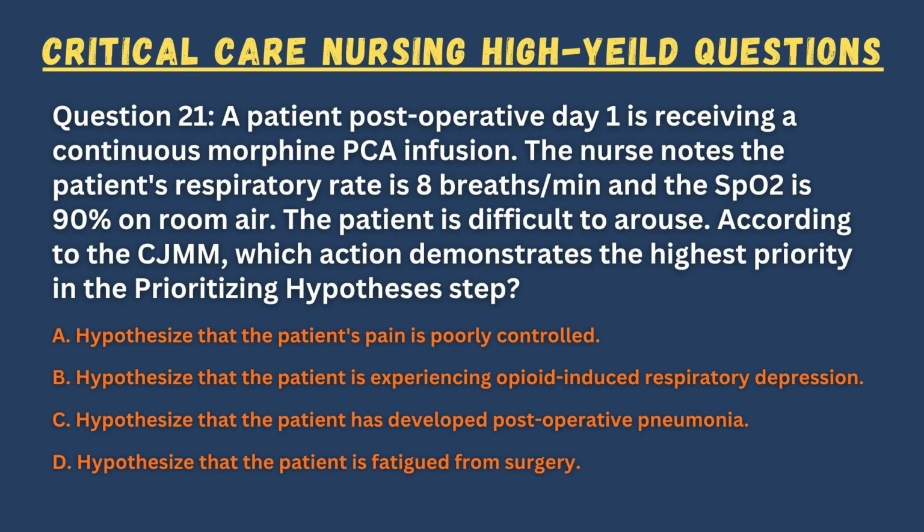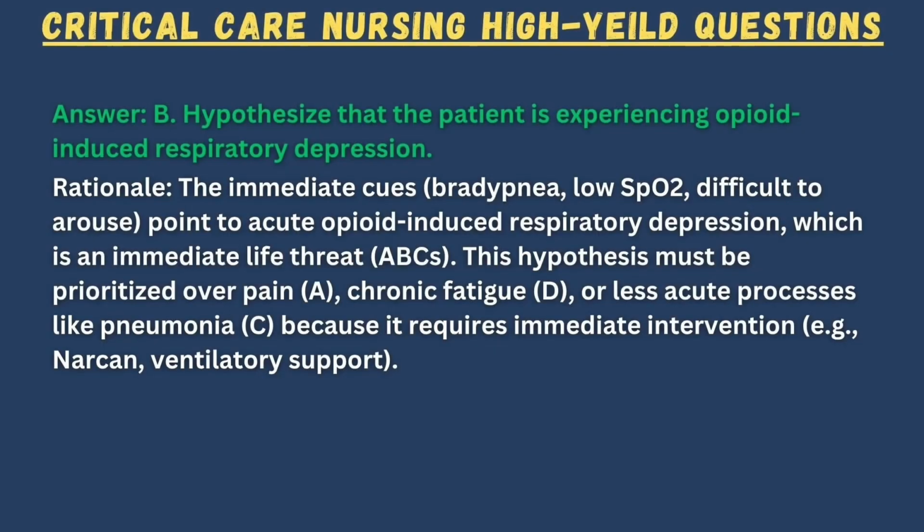The nurse notes the patient's respiratory rate is 8 breaths per minute, and the SpO2 is 90% on room air. The patient is difficult to arouse. According to the CJMM, which action demonstrates the highest priority in the prioritizing hypotheses step? A. Hypothesize that the patient's pain is poorly controlled. B. Hypothesize that the patient is experiencing opioid-induced respiratory depression. C. Hypothesize that the patient has developed post-operative pneumonia. D. Hypothesize that the patient is fatigued from surgery. Answer. B. Hypothesize that the patient is experiencing opioid-induced respiratory depression.